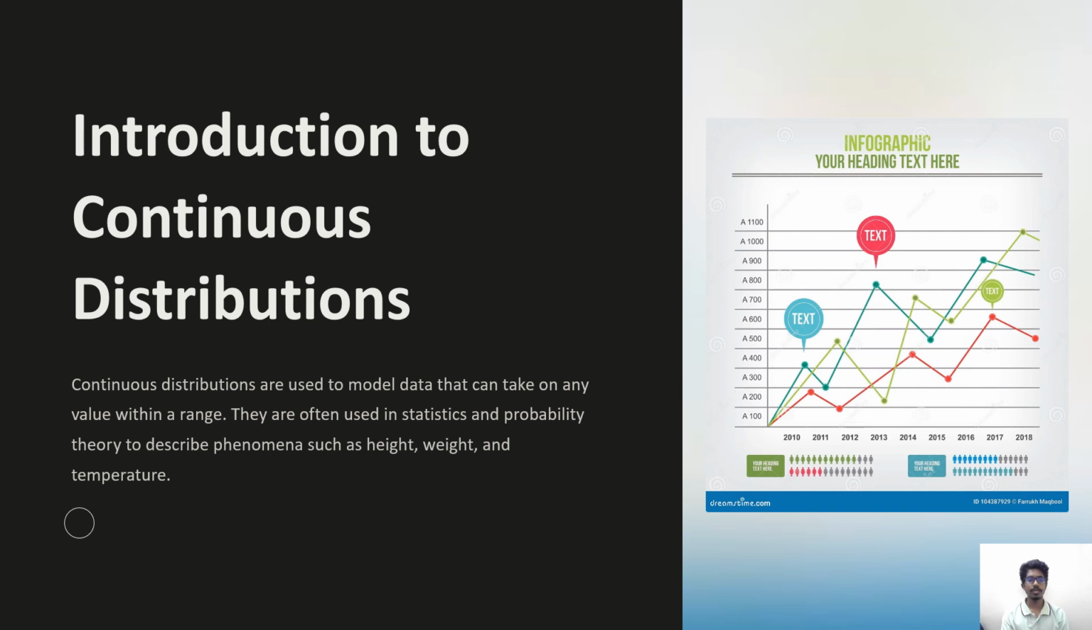Continuous distributions are used to model data that can take on any value within a range. They are often used in statistics and probability theory to describe phenomena such as height, weight, and temperature.